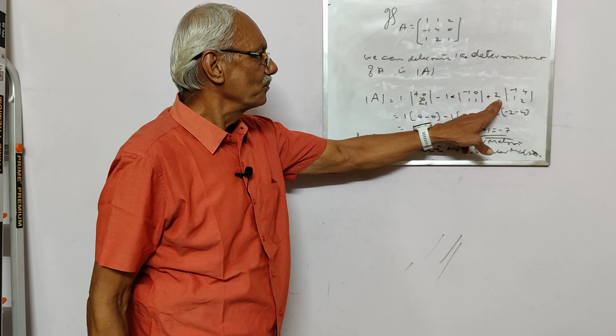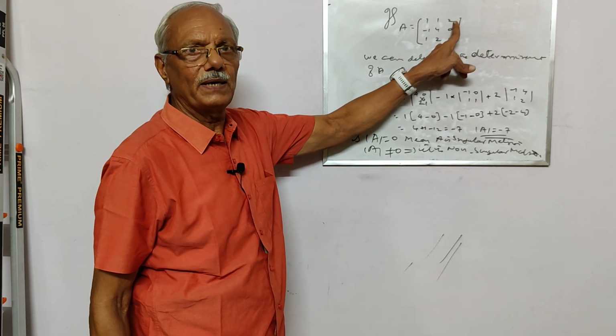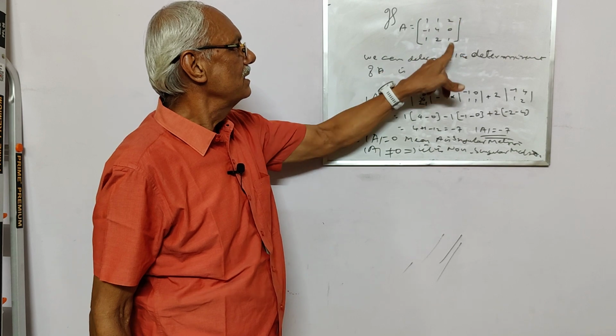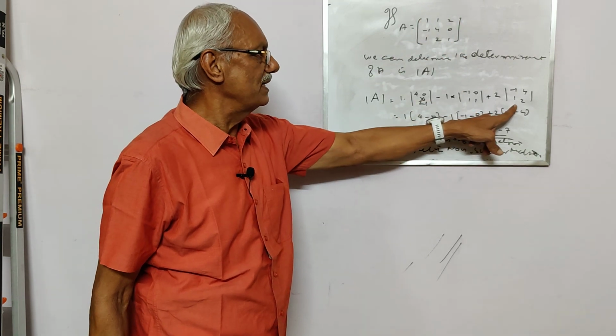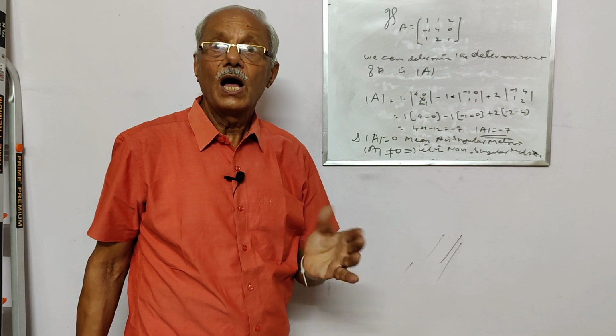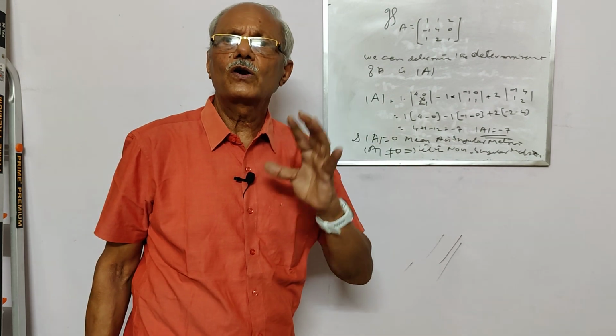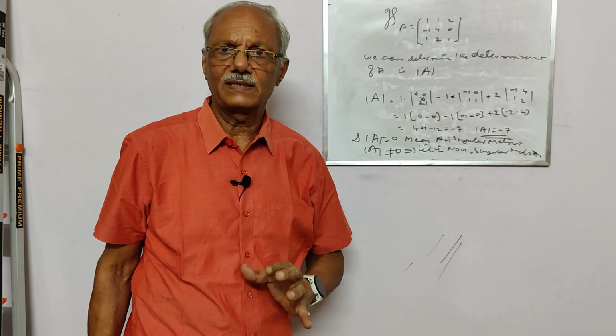So here it is plus. And what is that number which you have to multiply? 2. Into, what is the matrix here? Suppress this column, suppress this row, so you will get this. So this is the method of doing it for any order of matrix.